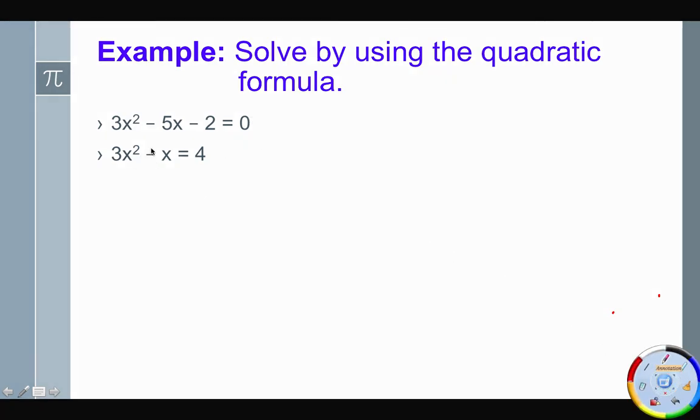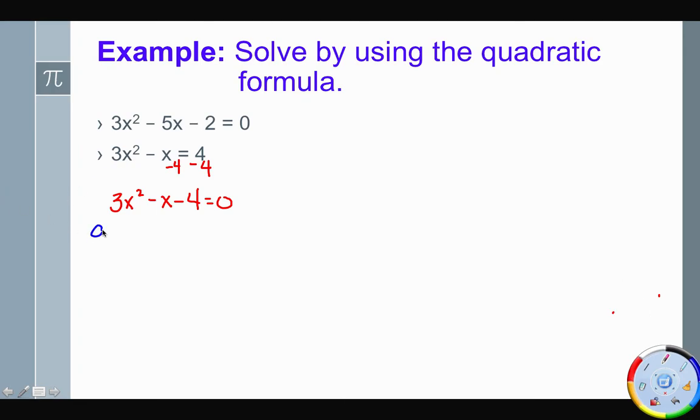So here we have 3x squared minus x equals 4. So we're going to start the same way. We have to make sure that it is in standard form, and it's not. So we have to subtract 4 from both sides. So we get 3x squared minus x minus 4 is equal to 0. So we got our new statement there.